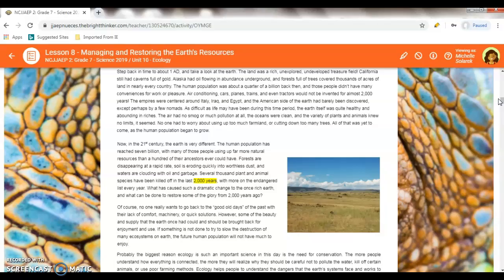So much of the pollution came later on when populations continued to grow and explore the world. And now, in the 21st century, the Earth is very different. Human population has reached 7 billion, with many of those people using far more natural resources than their ancestors could ever have. Forests are disappearing rapidly, and soil is eroding quickly to worthless dust. Thousands of plant and animal species have been killed off in the last 2,000 years, with more added to the endangered list every year.